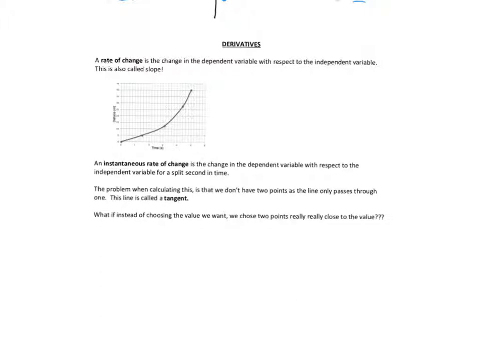All right. So, let's just read this first part. A rate of change is the change in the dependent variable with respect to the independent variable. This is also called slope. We're going to start real easy. We all remember slope from Algebra 1, change in y over change in x, right? So I'm going to write all these basics down because they're going to matter here in a minute. That's our slope. We also call that our m value.